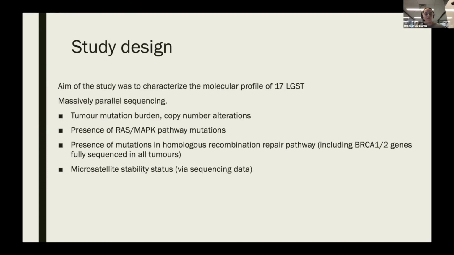So the aim of the study was to characterise the molecular profile of 17 low-grade serous tumours, and they did this via massively parallel sequencing. And the parameters that they reported on were tumour mutation burden and copy number alterations, the presence of RAS-MAPK pathway mutations, and the presence of homologous recombination DNA repair pathway mutations, and that included BRCA1 and BRCA2 genes, which were fully sequenced in all tumours. They also commented on microsatellite stability status, and that was done via the sequencing data rather than immunohistochemistry.